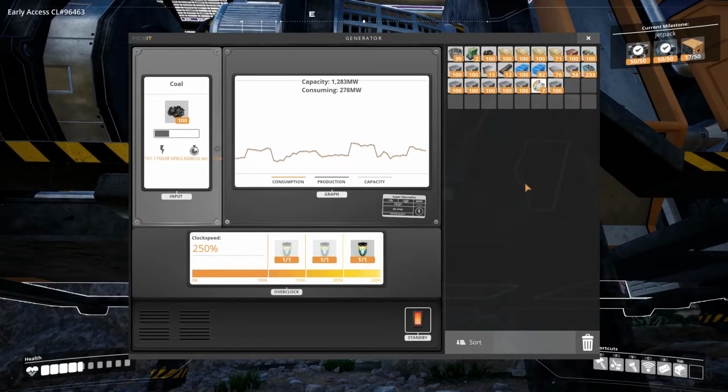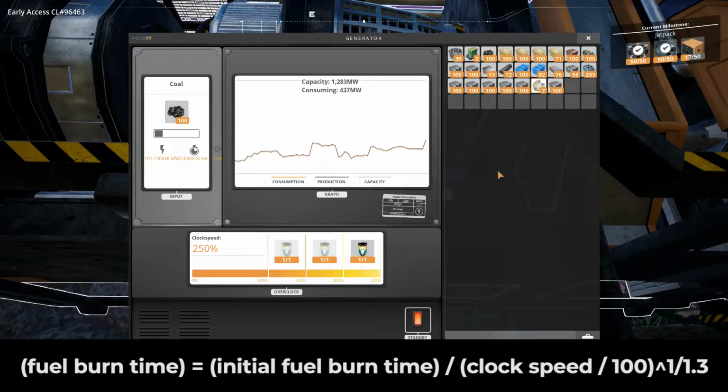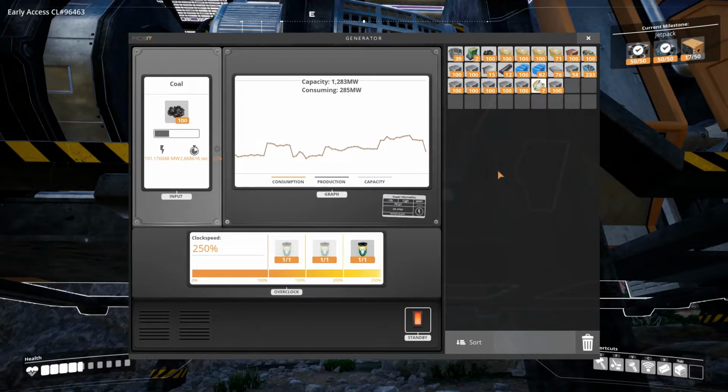The first one is the fuel burn time, which here is 2.668616 seconds, so about 2.5 seconds. The formula for that is fuel burn time equals initial fuel burn time divided by clock speed divided by 100 to the 1 over 1.3 power. So again, not the most intuitive, not the easiest, but if you plug it into an Excel spreadsheet or something, it should be pretty easy to do.